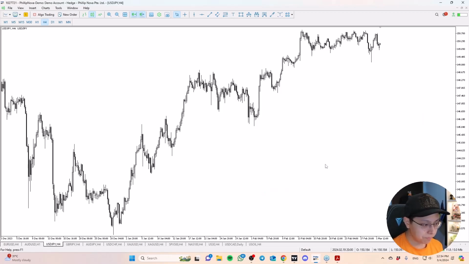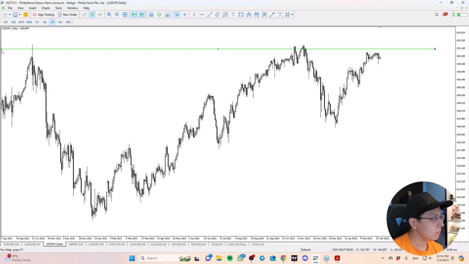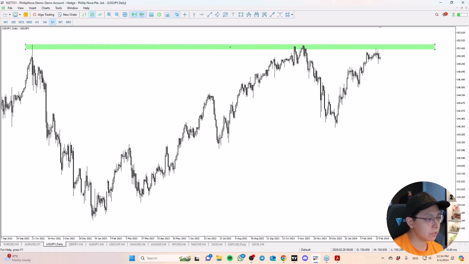Directional bias, going into the setup, and then of course context. Now, context over here is a very broad topic. So today we won't have the luxury of time to really talk about it, but very quickly I'll explain why I'm not interested in dollar yen. The context of dollar yen here is, number one, we are approaching a very obvious resistance.